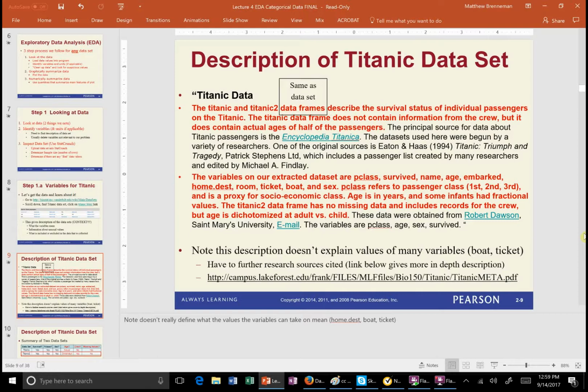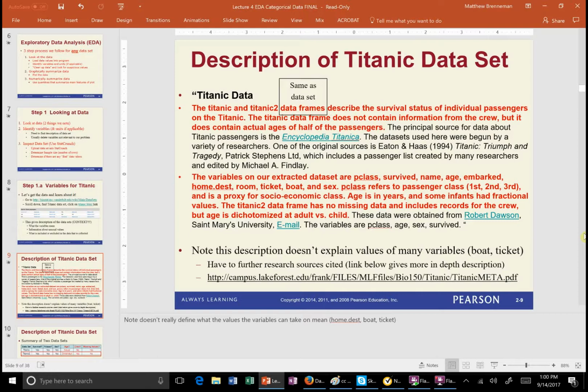There's a second data set called Titanic 2. It has no missing data and includes records for the crew, but age is dichotomized. So dichotomized means that you're taking the age and you're putting it into different age classes, okay? So here they're just binning everyone as an adult versus child. So they took a quantitative variable and now they made it into a categorical.